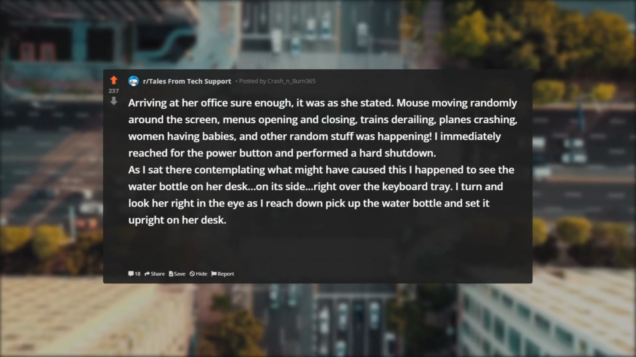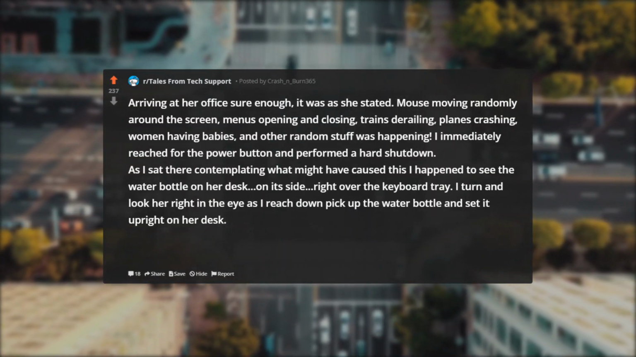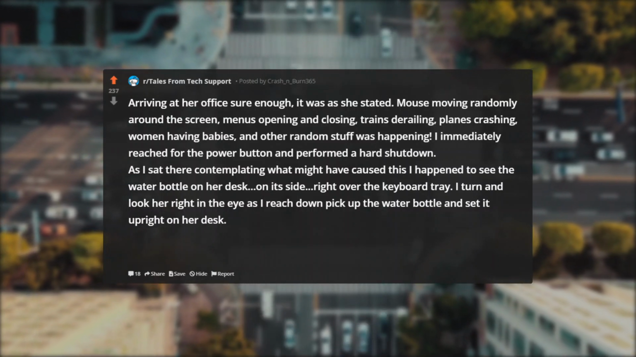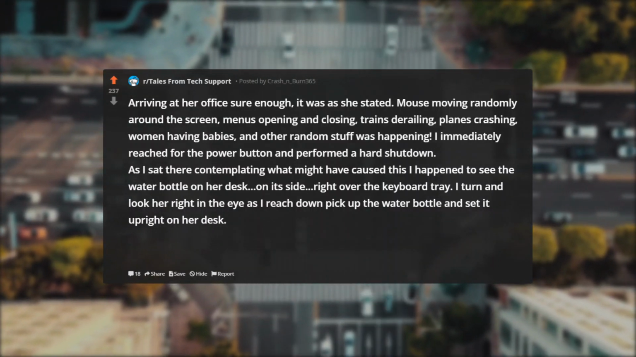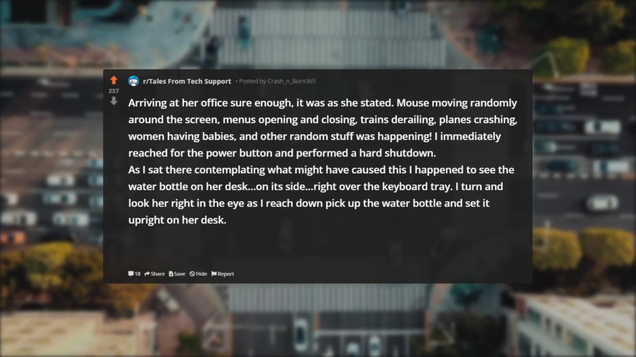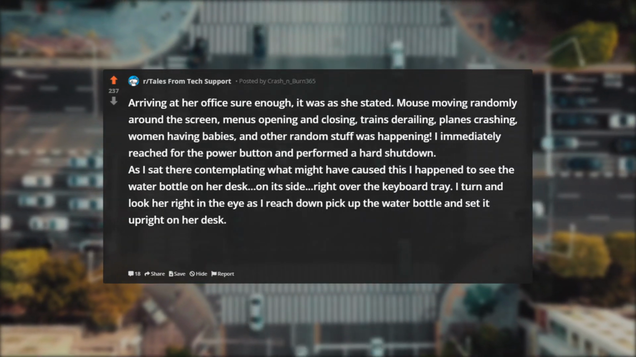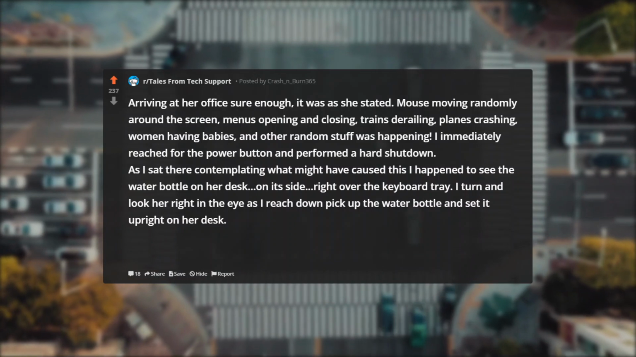As I sat there contemplating what might have caused this, I happened to see the water bottle on her desk, on its side, right over the keyboard tray. I turn and look her right in the eye as I reach down, pick up the water bottle, and set it upright on her desk.